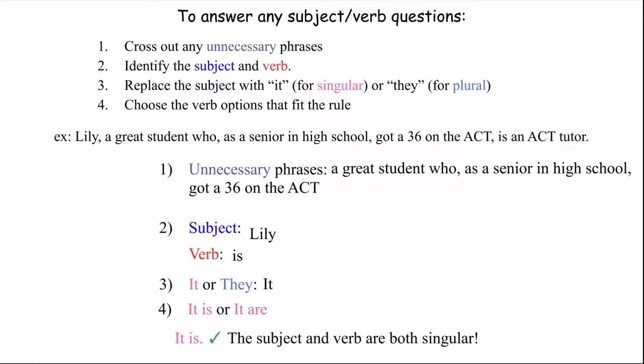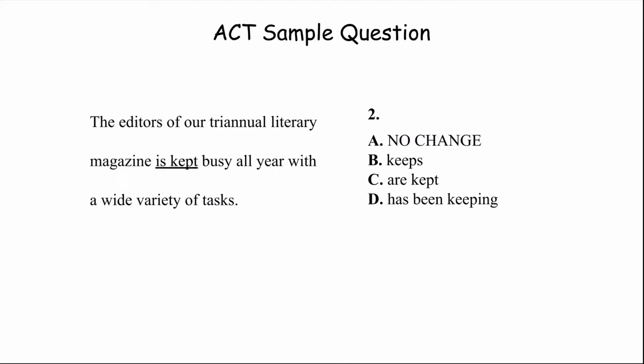So it is a correct sentence, so that's how we know that this sentence has correct subject and verb agreement. Okay, so we're going to run through an ACT sample question together. This one says, the editors of our triannual literary magazine is kept busy all year with a wide variety of tasks. Our answer choices are no change, keeps, are kept, and has been keeping.